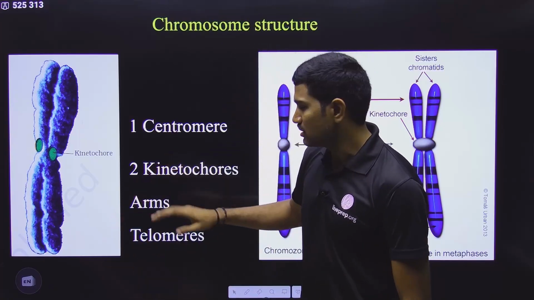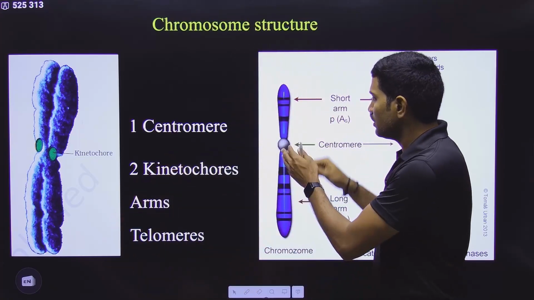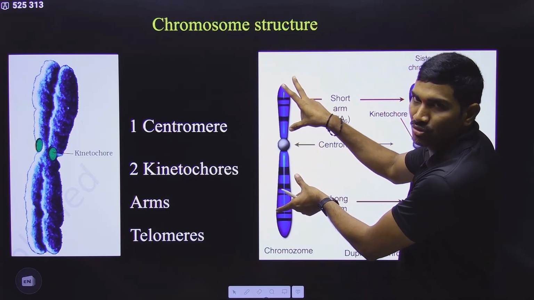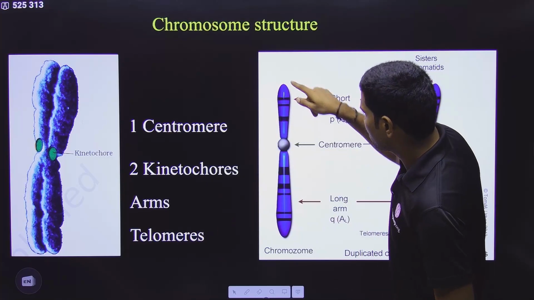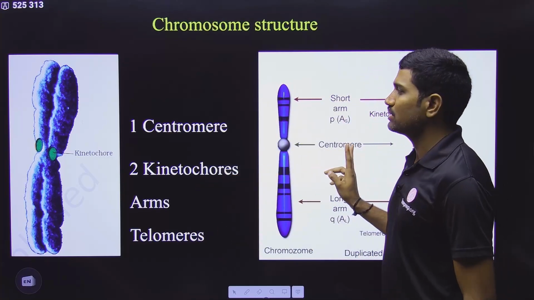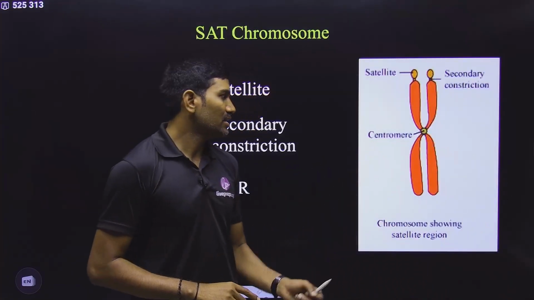So this is what the calculation is. And arms. So from the centromere, the segments, the length of this chromosome that is present on either side are called arms, and the ends of these arms are called telomeres. These are the important words that we need to understand.